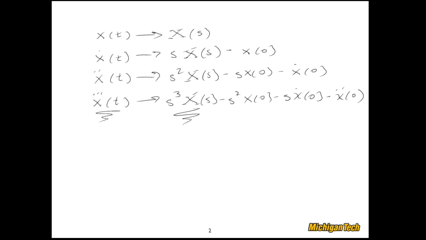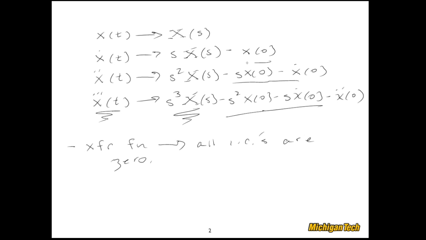One last property of transfer functions is, and I'll abbreviate transfer function like this, XFR FN, transfer function. If you're making a transfer function, you assume that all the initial conditions, all the ICs, are zero. That simplifies dramatically these expressions, right? Because all those x of zero, x dot zero, etc., are all gone. And so you just end up with those things. Super simple to remember. Really, that's the gist of it, and we can just start doing some examples.